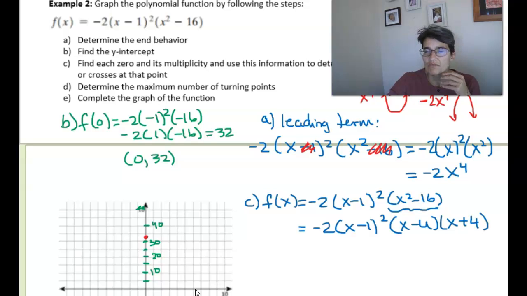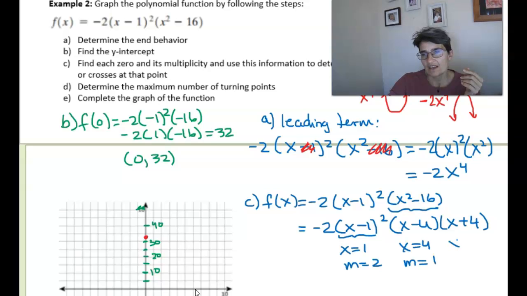To figure out the proper multiplicity for each zero, you need it to be completely factored. So we get x = 1 from that factor, and it has a multiplicity of 2. We get x = 4, that has a multiplicity of 1. And x = -4 with a multiplicity of 1. So this one touches, and this one crosses, and this one crosses.